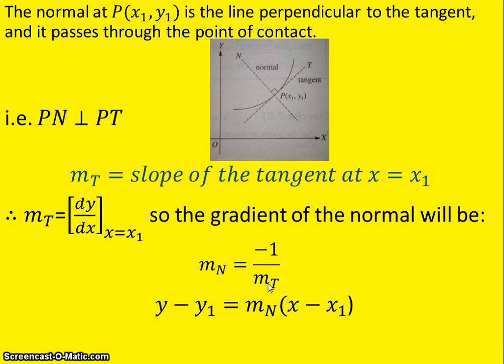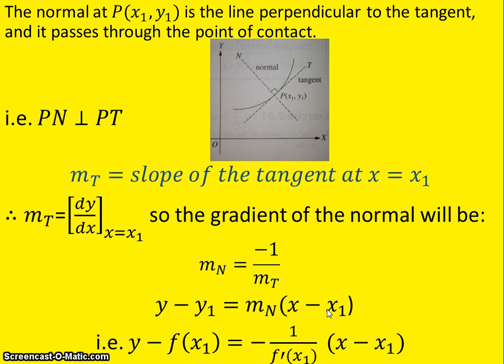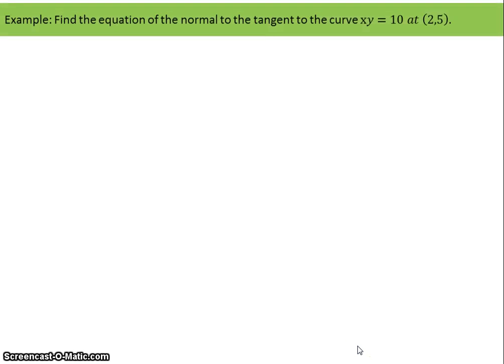Hence the equation of the normal would be y minus y1, that comes from here, is equal to mn, which is the gradient of the normal, into x minus x1. Or alternatively, we can write y minus f of x1, if you're only given the x coordinate, we can find the y coordinate by evaluating function f of x at x is equal to x1, is equal to -1 over f dash of x1 into x minus x1.